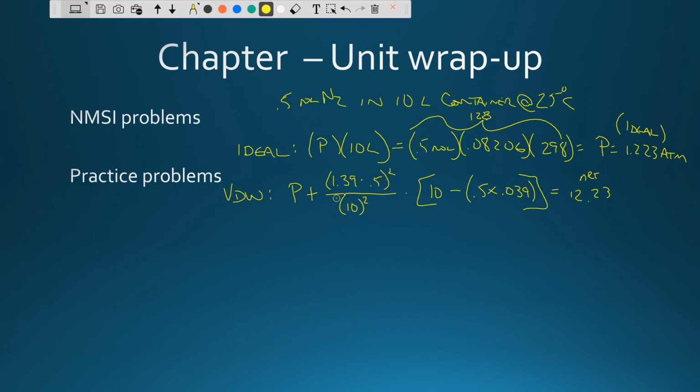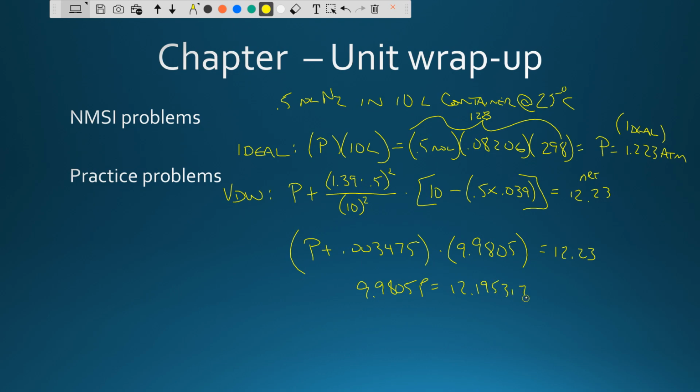So multiplying this all out, squaring this and squaring this and dividing, I end up with my P plus 0.003475. So that's this, square this, divide, and add it to my P. And we're going to multiply that by this subtracted from this. Those two give 9.9805. That will equal my nRT, which was 12.23. So deriving this, multiply, then divide it over, I'll end up with 9.9805P equals 12.195317776. What I did is I multiplied here, then I subtracted from the 12.23. So my P value now, if I divide, I'll end up with P equals 1.222.